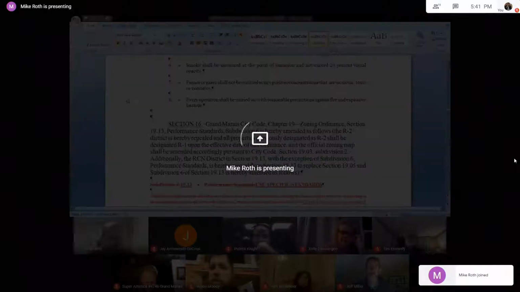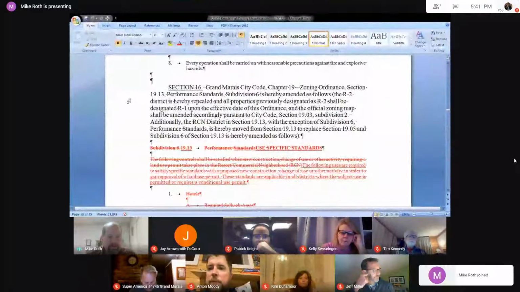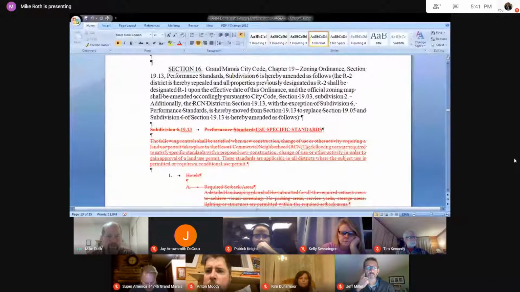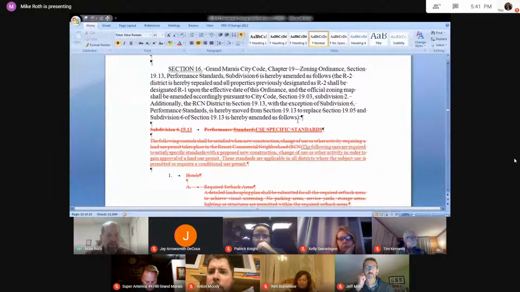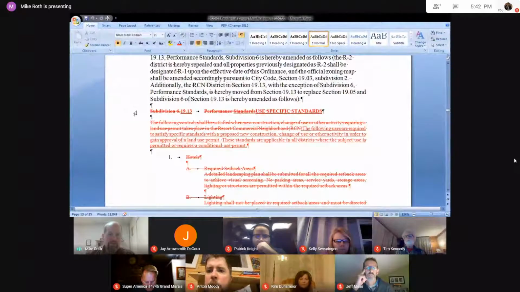Back to the ordinance. Now, section 16 of the ordinance is talking about making some significant restructuring of sections. So we've got this new section called use-specific standards. We had some things that we call performance standards that were separated out in a section like this in the ordinance, but we also had some that were included in specific zones. And now we have them all relocated to this place.